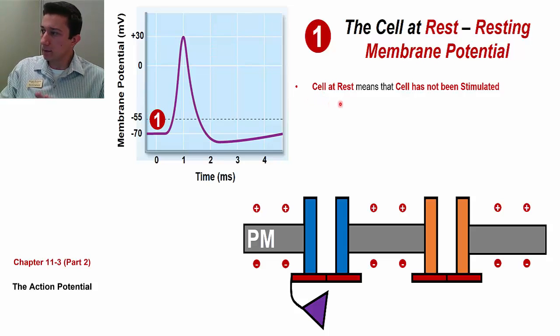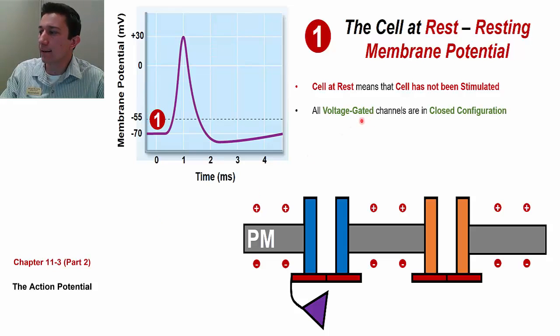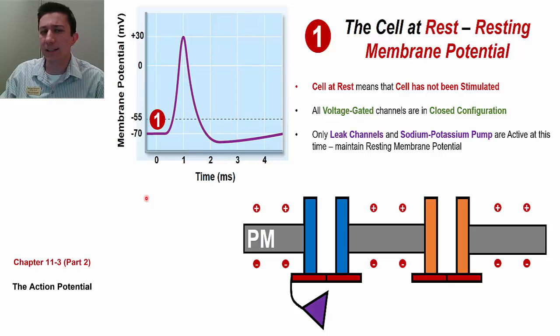All right, so we're looking at the resting membrane potential. Our cell is currently at rest, which means our cell has not been stimulated yet, which also means that our voltage-gated channels, that is our voltage-gated sodium channel here on the left and our voltage-gated potassium channel here on the right, are closed. So they're both in the closed configuration, but they will open if a stimulus reaches threshold. The only things that are active at this point in time are the leak channels that permit sodium and potassium to diffuse across our cell, and the sodium-potassium pump, which maintains the resting membrane potential.